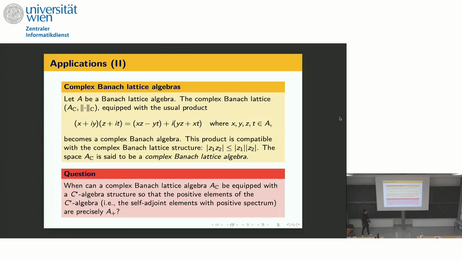Now a natural question that arises, which is basically solved by the previous theorem, is: okay, I have a complex Banach lattice algebra. I have a positive cone there, namely the positive cone I had from my original Banach lattice. So can I endow this Banach algebra with a C-star algebra structure such that the positive elements in the C-star algebra sense coincide with my original positive cone? I mean, the question is when I can do that. Not always can I do that, but when can I?